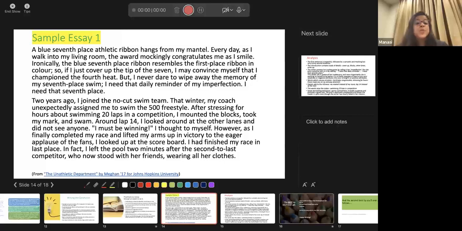And then look at the great sports, great storytelling technique. Look at the last sentence. She thinks that she is winning. But what is actually happening? She left the pool 2 minutes after the second to last competitor, who now stood with her friends wearing all her clothes. We all know that after swimming, it takes some time to go take a shower, change your clothes, take off the wet costume, and then obviously put on your street clothes or whatever, and then come outside of the cloakroom. So imagine the second to last competitor had gone in, changed their clothes, and had come out, and this girl was still in the pool.